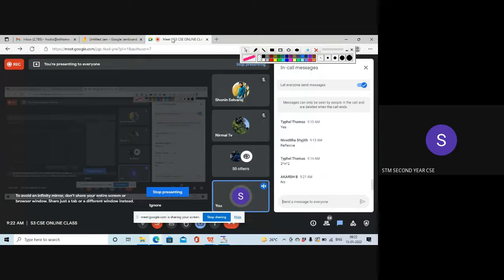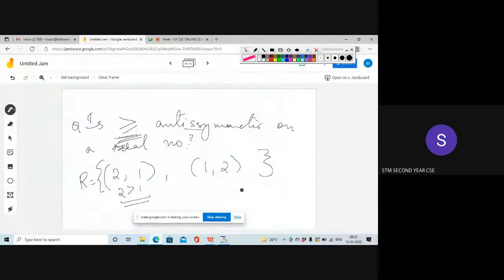Simple reason, isn't it? Very simple reason. I cannot add (1, 2) here because 1 is not greater than or equal to 2. This is not satisfied, so this ordered pair will not exist in this relation. So if (2, 1) is present, (1, 2) cannot be present in this relation. So in that case, we can say that it is anti-symmetric.